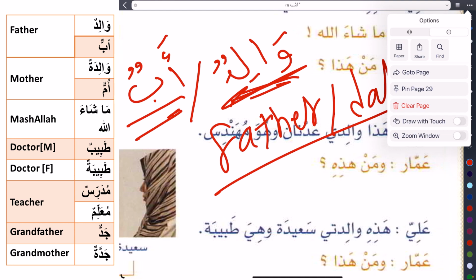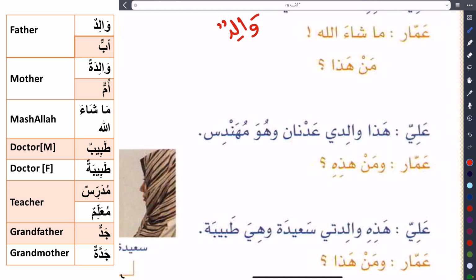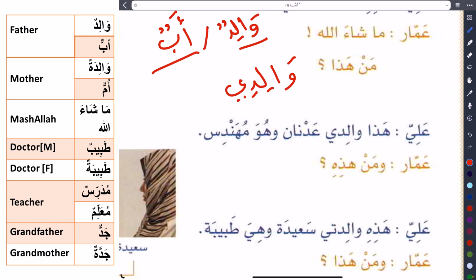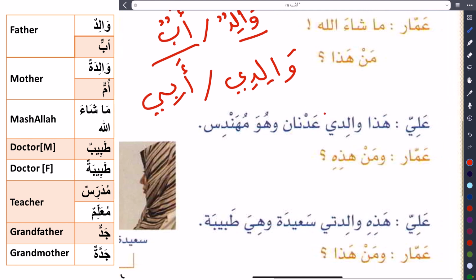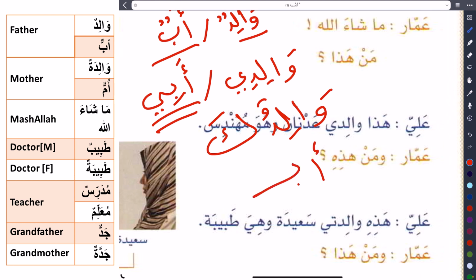Let's write them on top. So walidun, abun, father. How to say my father? Wali, kasra and ya. Walidi. And abi, kasra and ya. How to say your father? Walidu, damma and ka. Waliduka. And with abun, abu, damma and ka. Abuka, is that correct? No. We said in case of brother and father, we add waw before adding the ka in case of your.